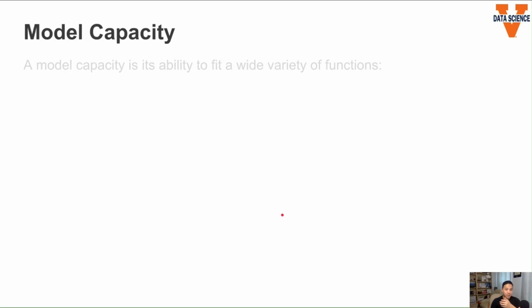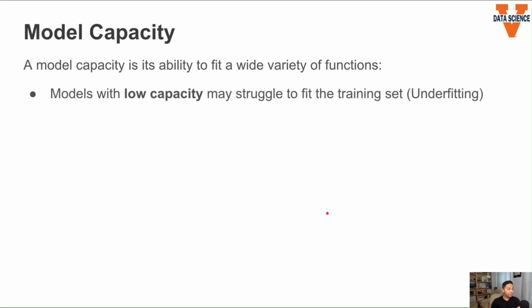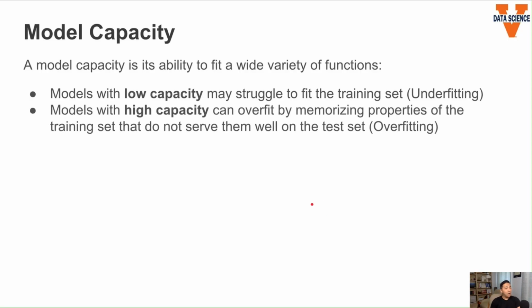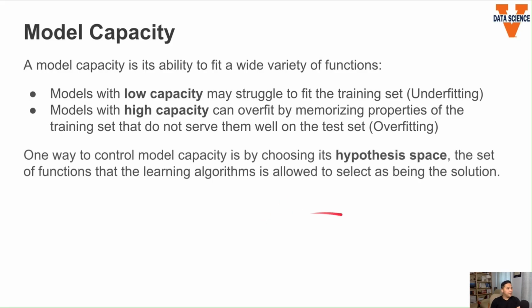Now, what is the capacity of a model? It is the ability of the model to fit a variety of functions. So a model with low capacity might struggle to fit the training set, while a model with high capacity may overfit by memorizing the properties of the training set, and therefore would not generalize well or serve well on the test set. This is a case of overfitting. So you need to control this capacity by choosing its hypothesis space. And let me show you how this works in our linear regression model.